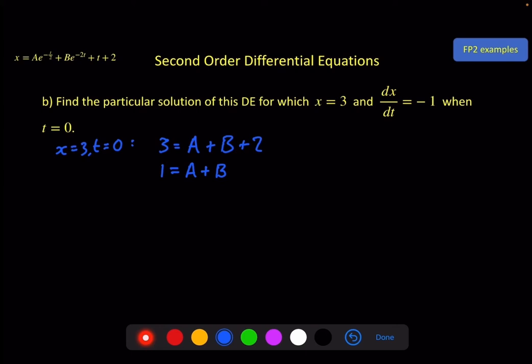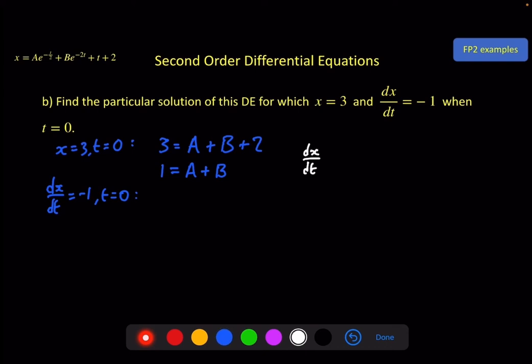Obviously, we will need the second one to create simultaneous equations in this case to solve for both a and b. So let's go for that. We've got dx by dt is equal to minus 1 when t equals 0. And again, I need the derivative of this equation. So I'll just do that quickly on the side here.